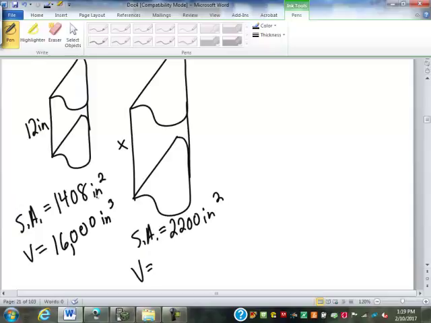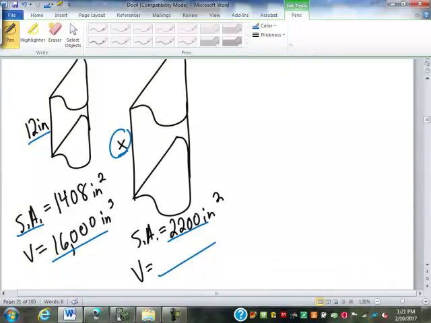Okay, so here's a problem I'm going to give you. We have the length here is 12. We know this figure over here is an enlargement of the other one. We've got the surface areas of 1408 and 2200. This one's got a volume of 16,000. I want to know what x is. Now I know what this volume is.